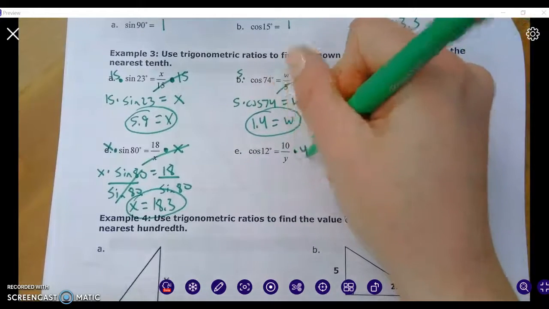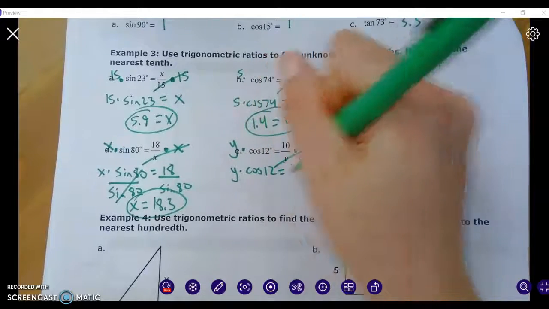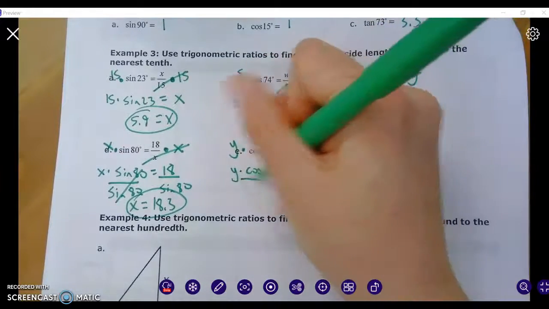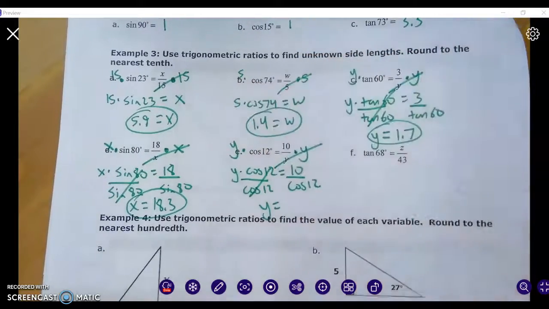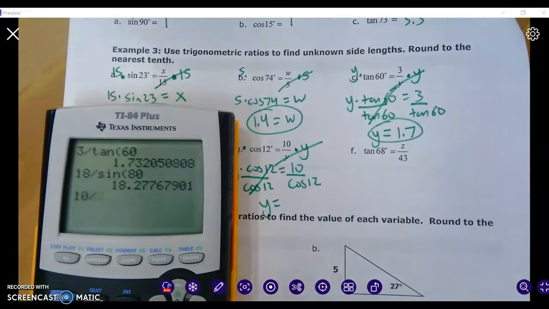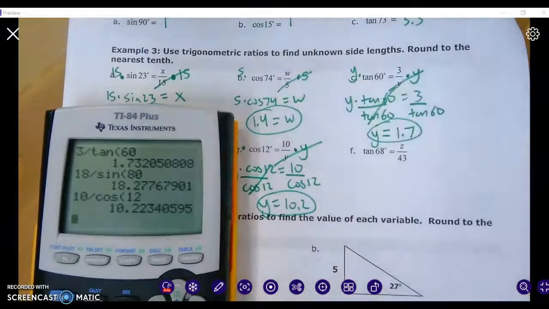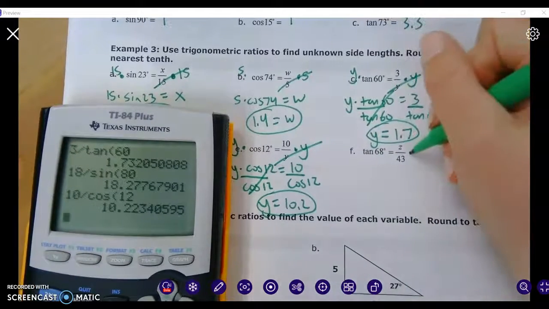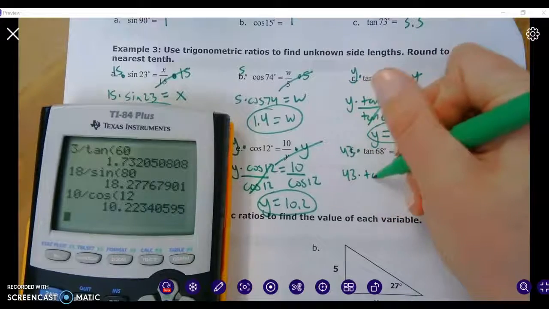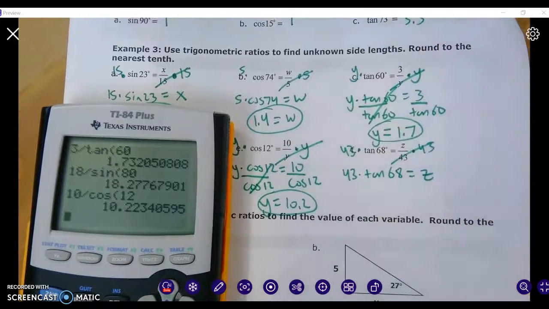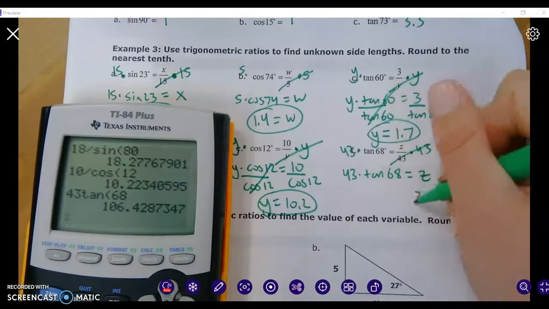Okay, on this one, multiply both sides by y. So then y times cosine 12 equals 10. So we have one more step. We need to divide both sides by cosine of 12. So y equals about 10.2. And this last one, multiply both sides by 43. So 43 times tan 68 equals z. So this one is about 106.4.